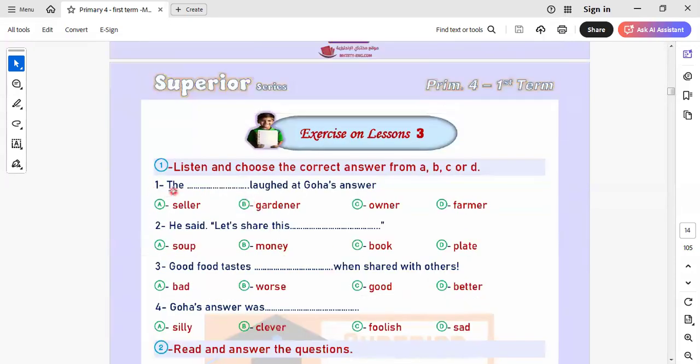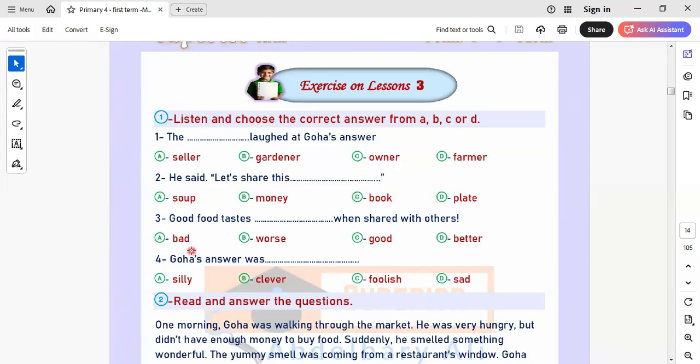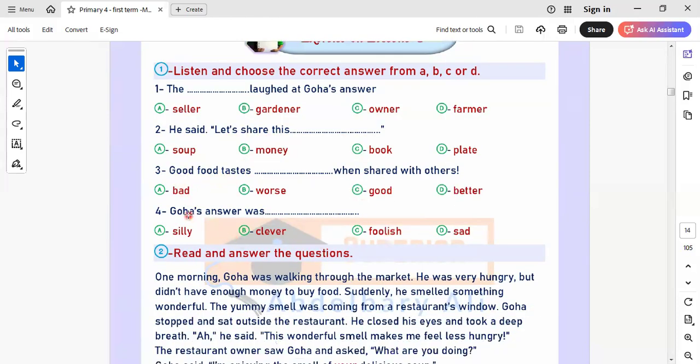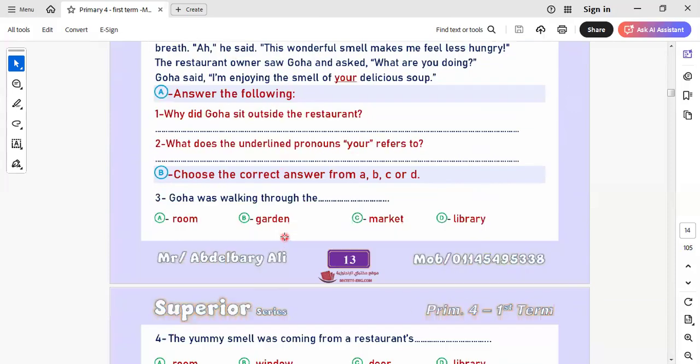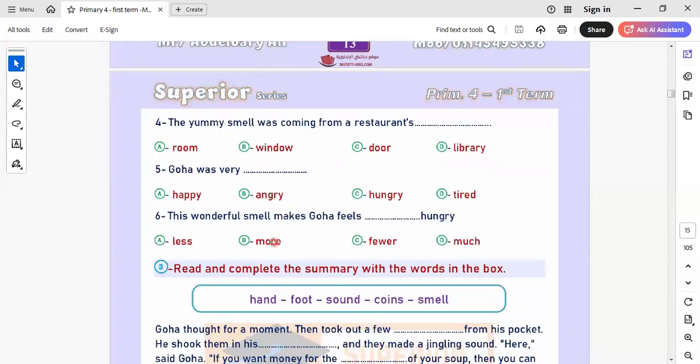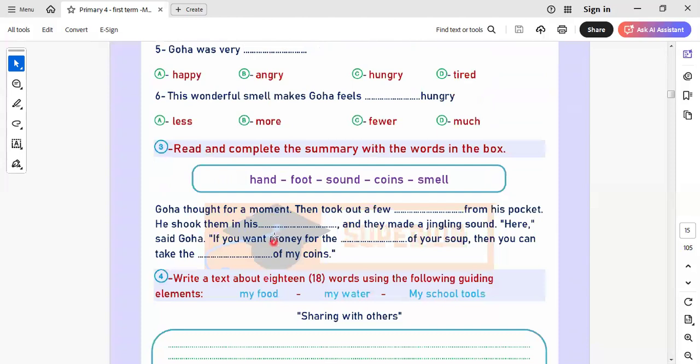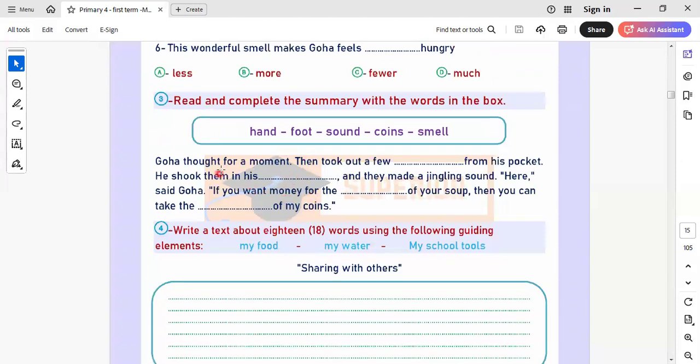So I will repeat it again. The owner loved Goha's answer. He said, let's share this soup. Good food tastes better when we share with each other. Goha's answer was clever. This is the comprehension. I will leave it for you to do by yourself, because we answer the same way below. Okay, let's go to another one. I can't answer again because I don't want to make the video longer.